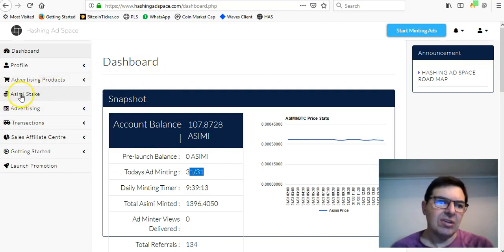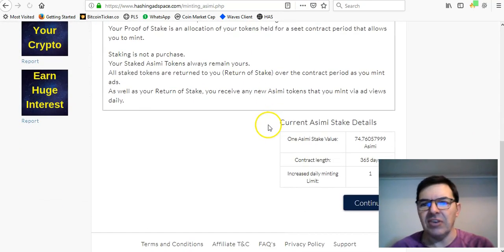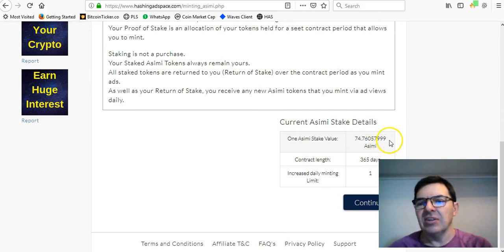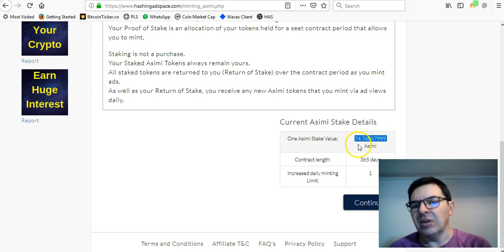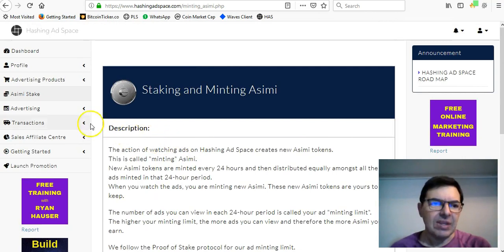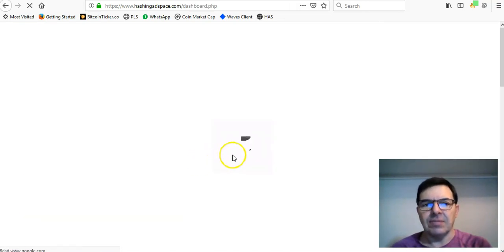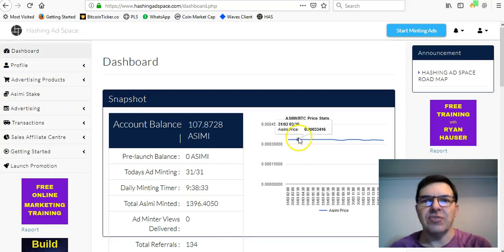To show you, if you want to stake, then go to the Asimi stake tab, and you'll see, currently with the current Asimi price, the $100 is fixed, but depending on the Asimi price, it goes up and down. You'll pay more or less each day in Asimi. So at the moment, you're going to pay almost 75 Asimi to make a stake. And then as soon as you've made a stake, you're allowed to watch an ad every day for 365 days.